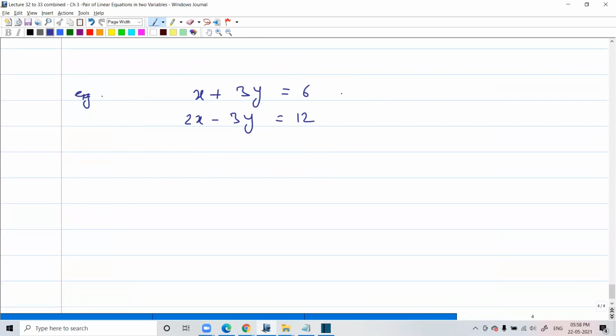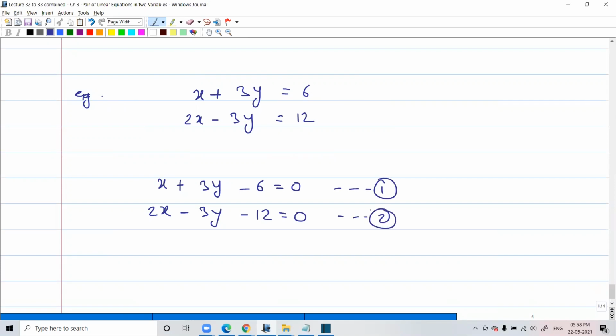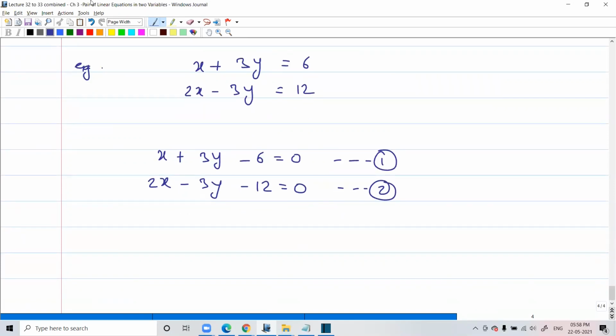So let's rewrite these equations properly. It will be x plus 3y minus 6 is equal to 0, and the other one will be 2x minus 3y minus 12 is equal to 0. Now they are in standard form, and now we can consider what is a1, a2, b1, b2 and all that. So what did I say? Try to find a1 by a2, and also b1 by b2, and then c1 by c2. Find all the three ratios.